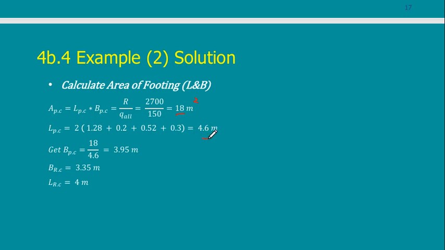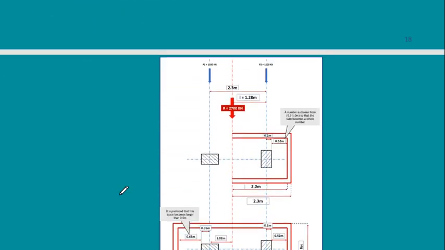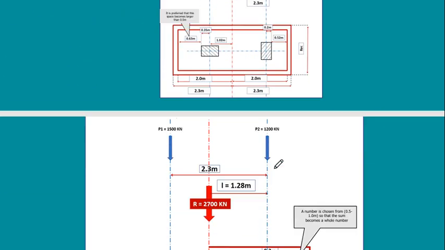Now I know the L, I need to know the B. And I know the total area. The total area is 18. 18 divided by 4.6 is 3.95. So now I know the dimension of the plain concrete, L and B, and I can calculate the dimension of the RC.